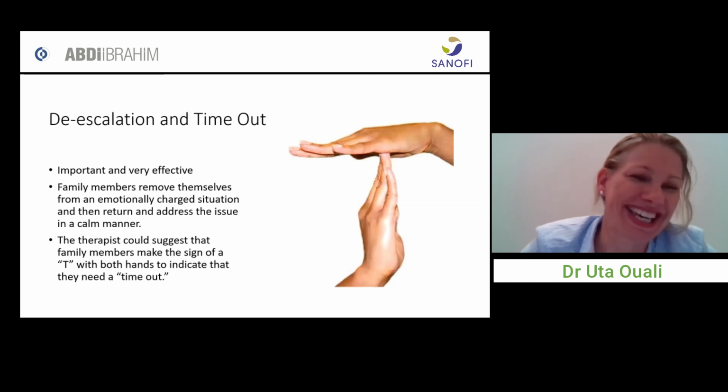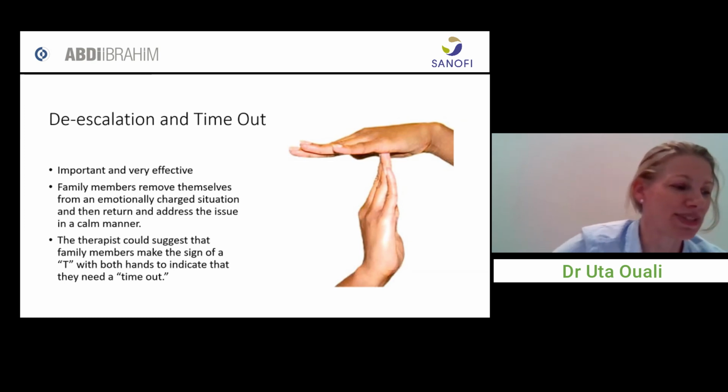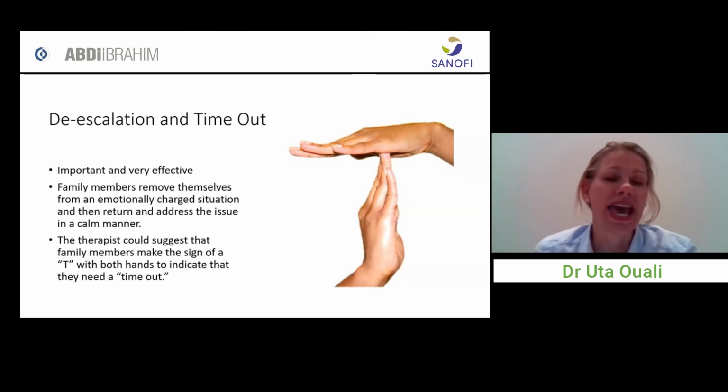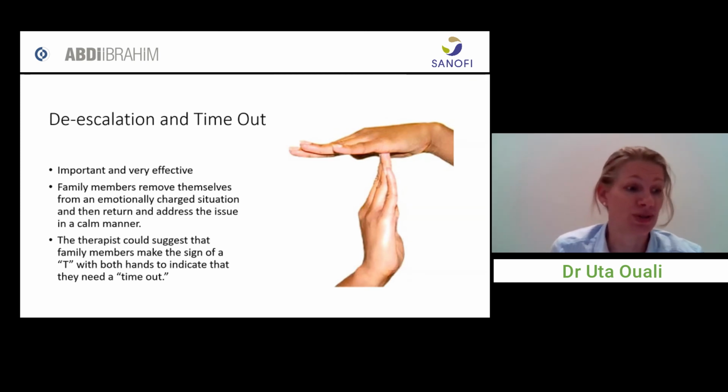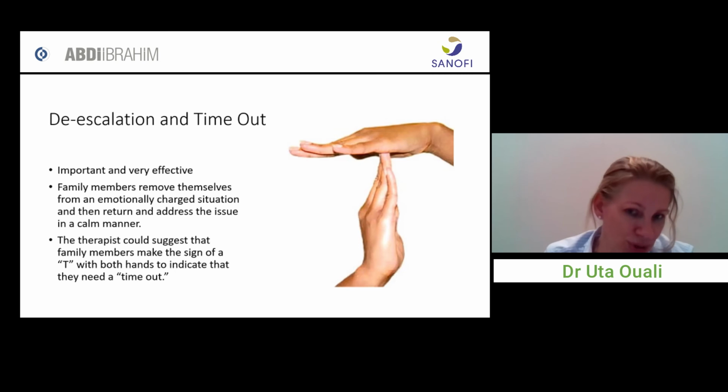Another very important technique is de-escalation and timeout. Now, we're just talking about communication training. So many family members find themselves in emotionally charged situations in which they tend to raise their voice or even to act out behaviorally. So in this context, de-escalation and timeout measures can be very important and effective. So what does it consist of? The family members will remove themselves from this emotionally charged situation. And once they have calmed down, they will return and address the issue in a calmer manner.